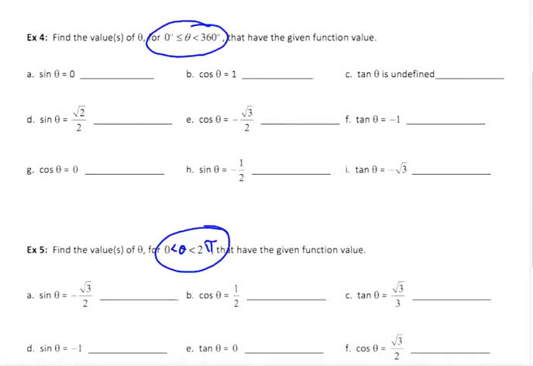Now, we're looking in one full revolution. A lot of these answers are going to have 2 values in there.